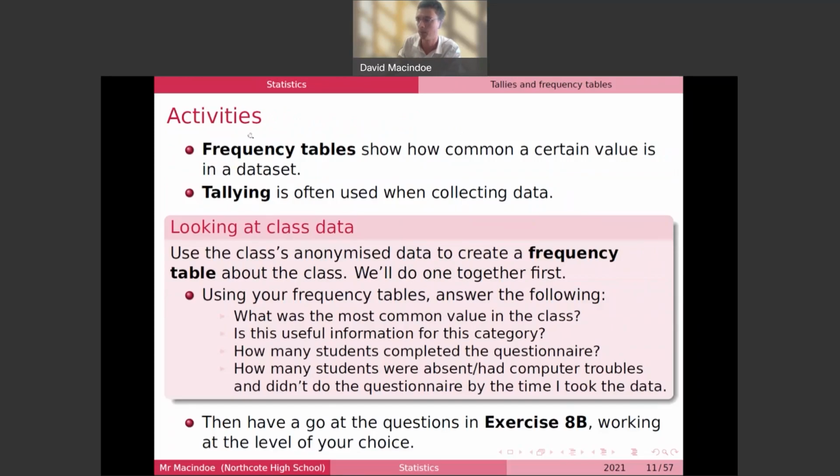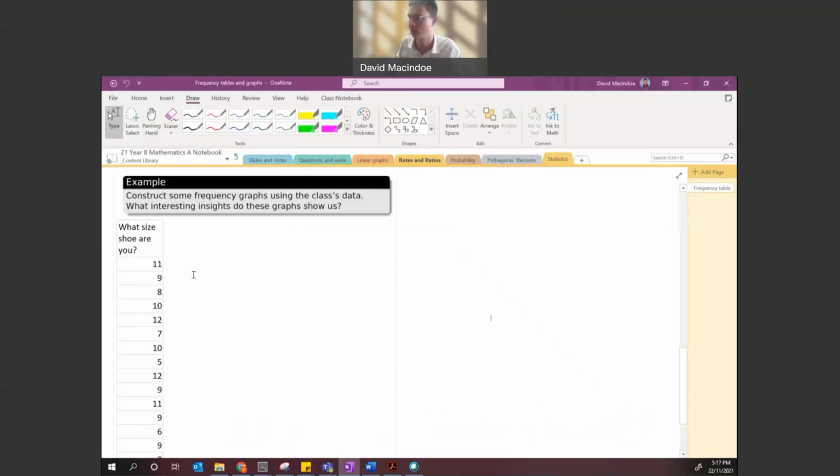So a frequency table is just a way to show how common a certain value is in a data set. As a class, we took some data just on various things that we were interested in, and we're going to turn some of them into frequency tables. A good way to do that is using tallying. You've probably seen it before, and let's have a look at some of our data.